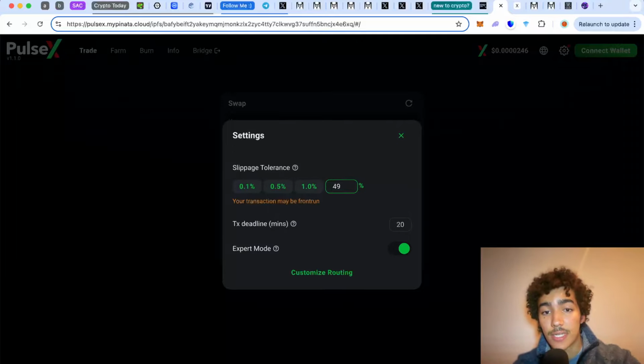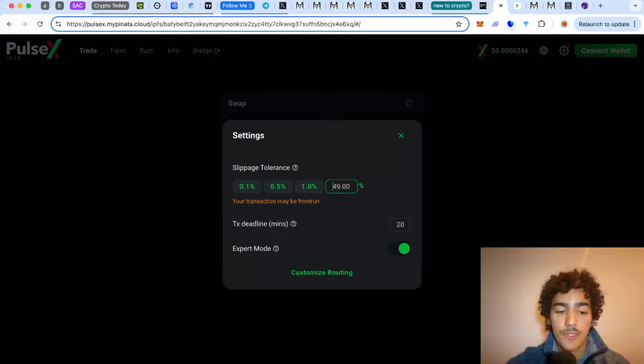There's a maximum of 49. I don't recommend going 49% slippage because obviously it means if you put in a $100 order, it might lose $50 just to go in. But that might be worth it in some cases because when things launch, it goes really parabolic. But obviously, sometimes you can put it at 20, 25% slippage.